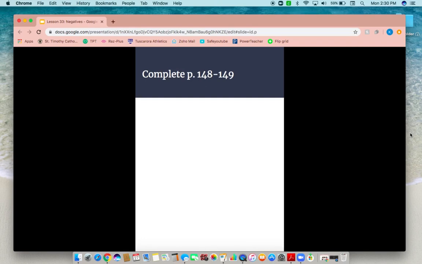So on your homework today, I know that was a really fast lesson, but on your homework today, you're just doing pages 148 and 149. And we're actually going to do an example from part A and part B together so that you know exactly what to do. It's fairly simple. There's not a ton of writing to it, okay, but you do have to remember that we can't have two negatives in one sentence. That's the one thing I want you to remember from today.